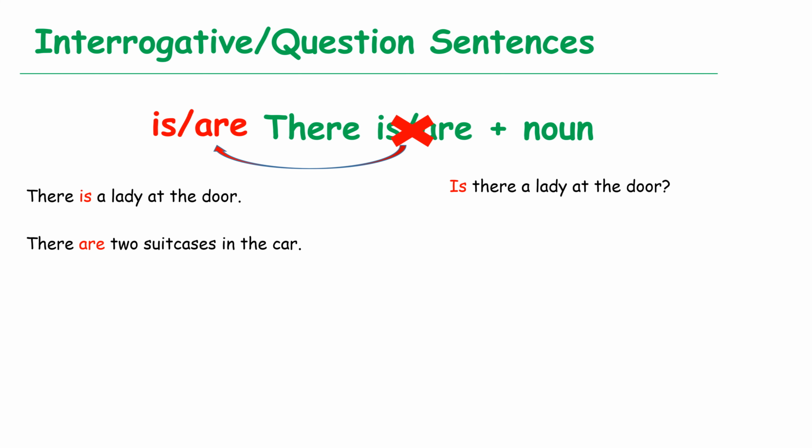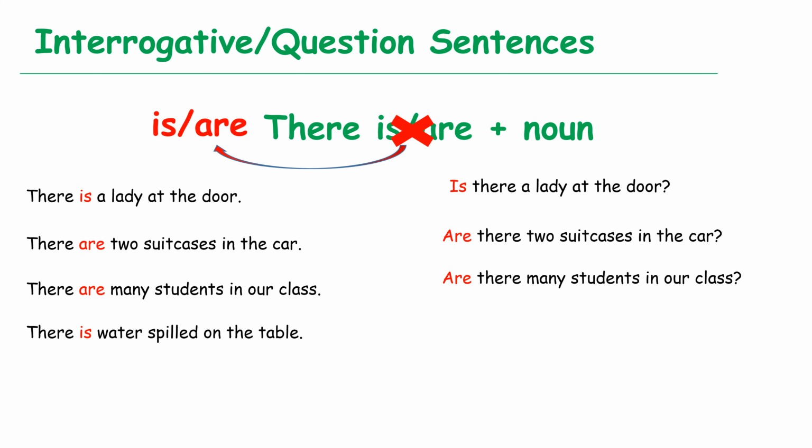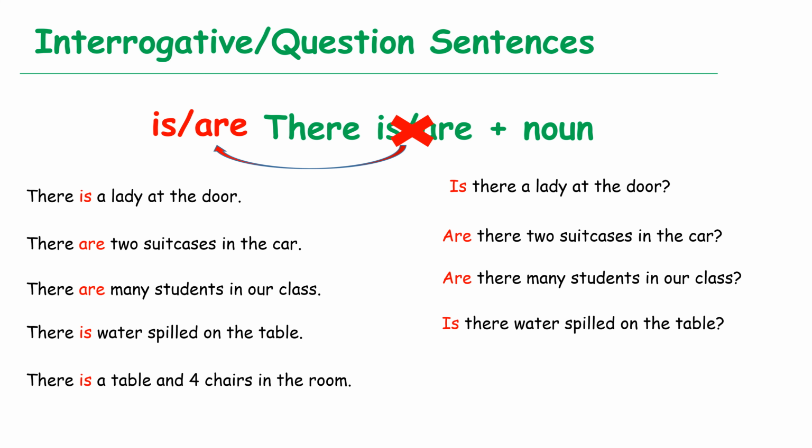There are 2 suitcases in the car. Are there 2 suitcases in the car? There are many students in our class. Are there many students in our class? There is water spilled on the table. Is there water spilled on the table? There is a table and 4 chairs in the room. Is there a table and 4 chairs in the room?